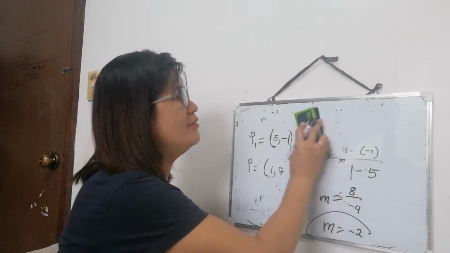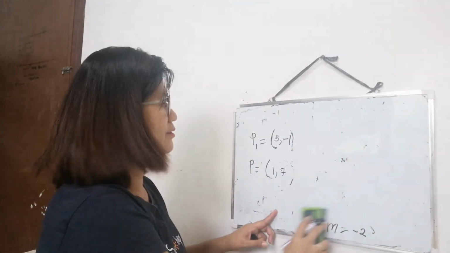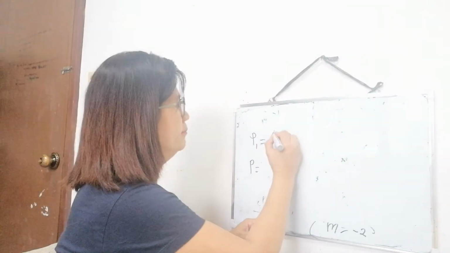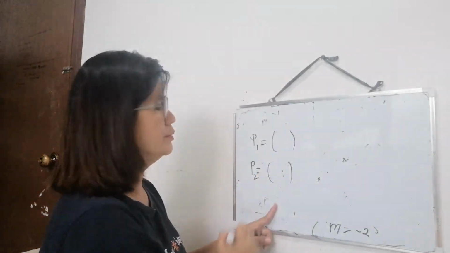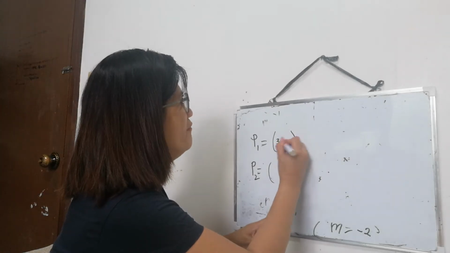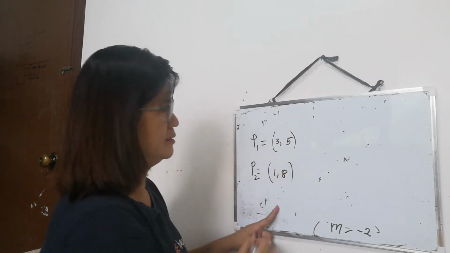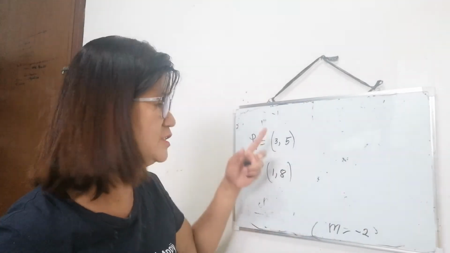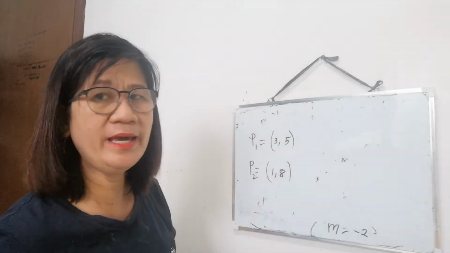Okay? So let's have another example. Tuturuan ko kayo ng mas mabilis na technique. Okay? Halimbawa, ito. Start tayo sa madali. If your teacher will ask you, what is the slope of this line? 3, 5, and 1, 8. Again, what is the slope of this line passing to these points? 3, 5, and 1, 8.